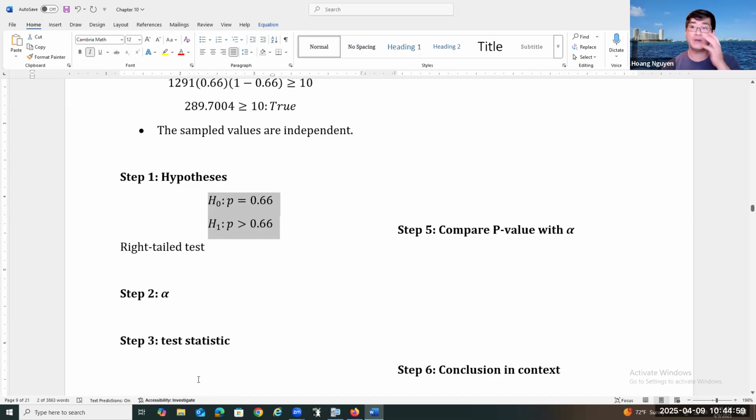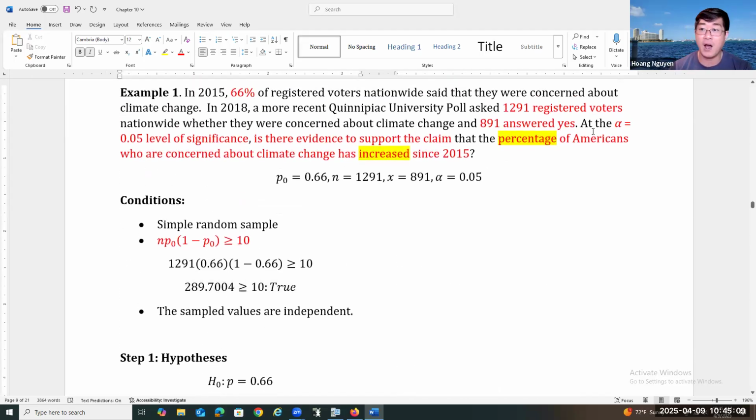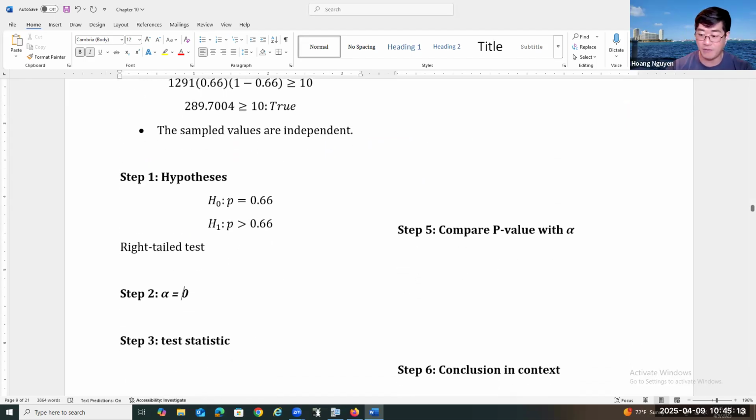Now we're going to move on and do step number two. Step number two is most of the time the easiest step that you can do: selecting the significance level alpha, and alpha is equal to 5%. So at the alpha equals 5% significance level. That's step number two, selecting alpha.